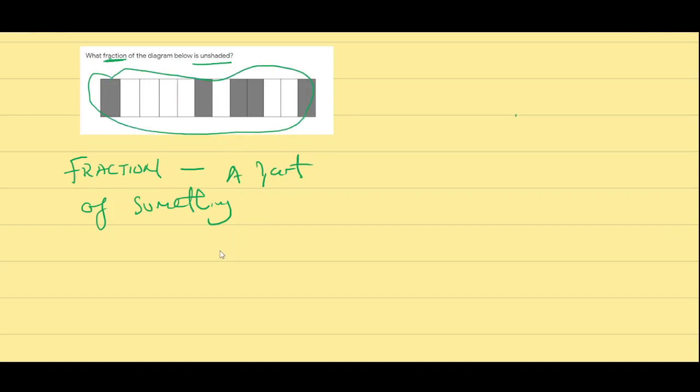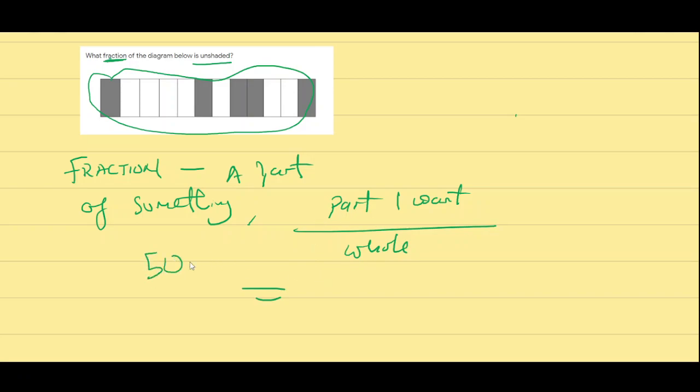The way we represent a fraction is to write the part you want and divide by the whole of it. So let us say you have something like 50, and you want 17 from 50. That means you want 17 parts of 50, which we write as 17 over 50. Here the 17 is the part you want. So let's leave that and see what the problem asks us now.